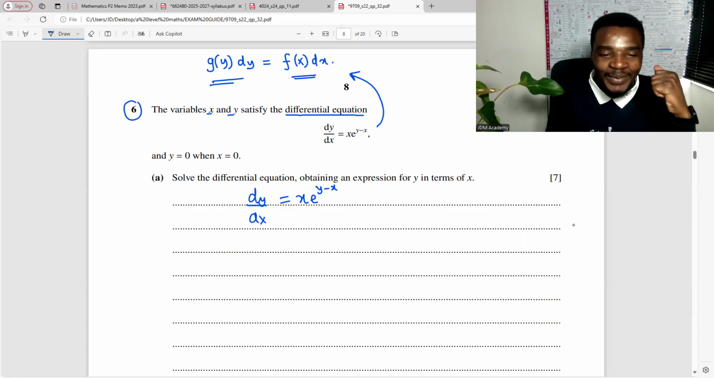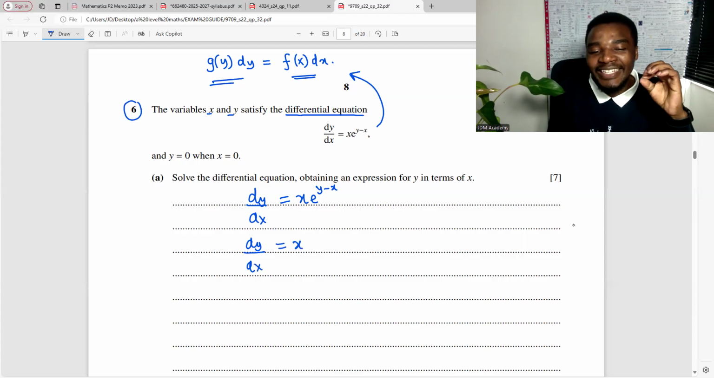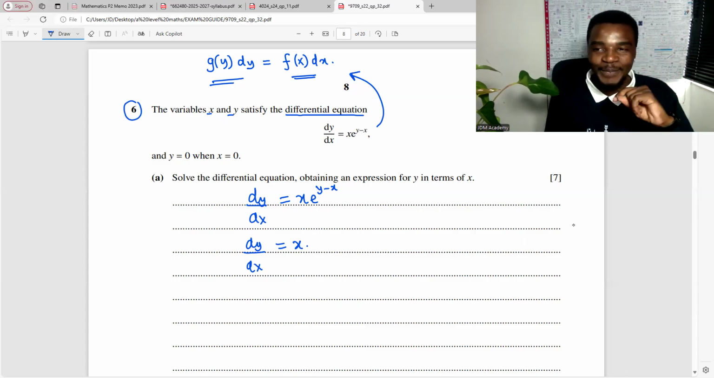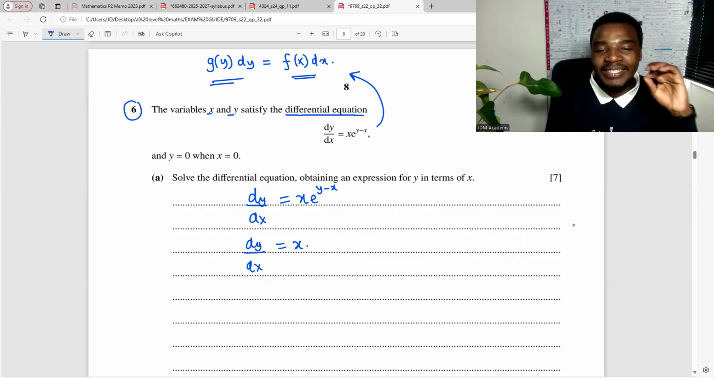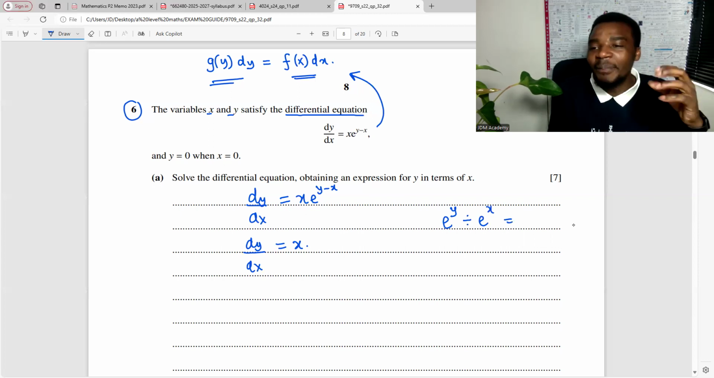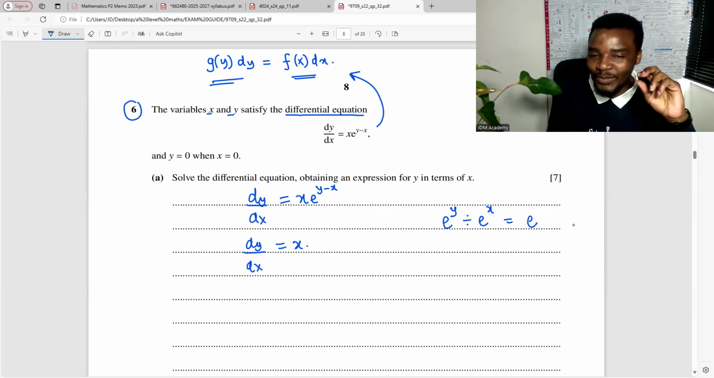The next thing that we're going to do, let's keep our dy/dx here, and let's write this as x times e to the power of y minus x. So if we reverse the exponent, remember, if you have e to the power of y divided by e to the power of x, remember from what we've covered back then in primary school that when you are multiplying powers with the same base, you keep the base and you add the exponent. You subtract the exponent, sorry.